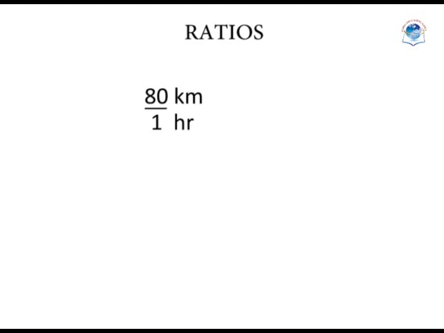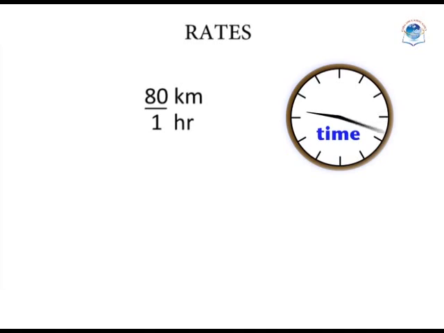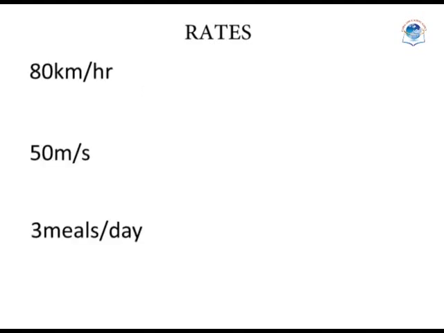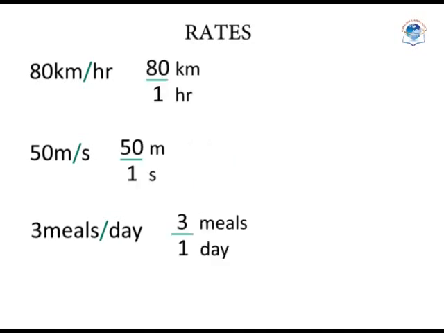80 kilometers per 1 hour is a type of ratio that we call a rate. A rate is simply a ratio that involves a period of time. Here are other common examples of rates: 50 meters per second and 3 meals per day. When we write rates, the slash sign means per. It has the same meaning as the over sign.